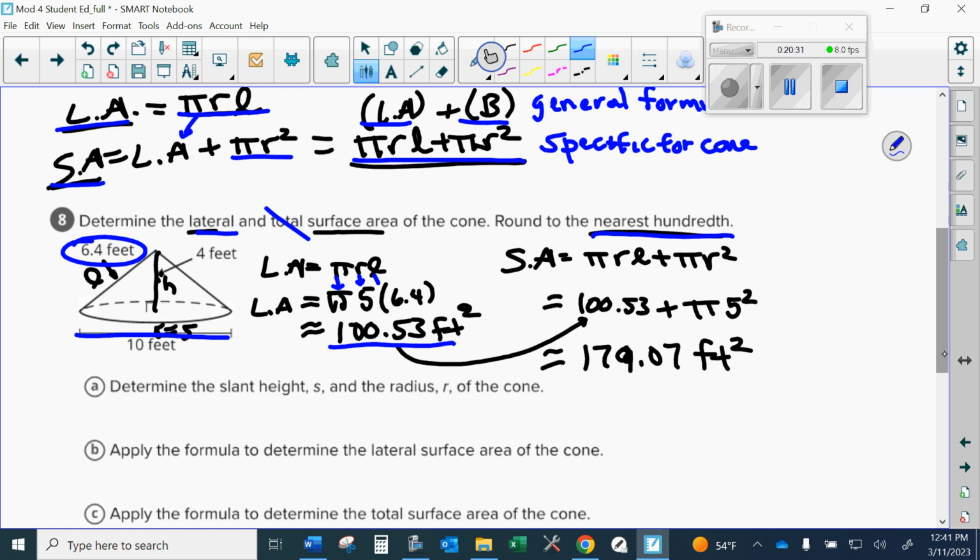Now surface area is that answer, which I have right here, plus pi R squared, pi times 5 squared, 25 pi. So I put 25 pi in the calculator, plus the 100 point that, add that together, and I get 179.07. You should plug that in to make sure you get that. So this is what you'll do in your Mathia.